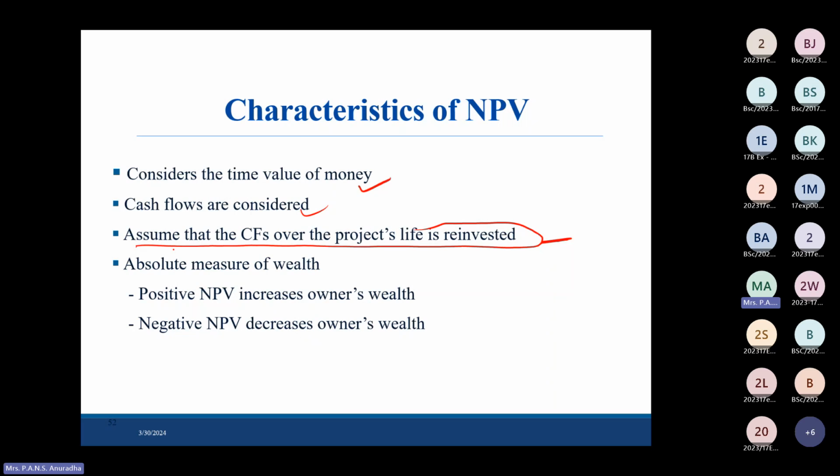Right? When you calculate net present value, there is an implied assumption. What is the implied assumption? Cash flows you are generating through the project. If it is a 10 years project, there is a cash inflow in year 1, year 2, year 3, year 4, year 5, and so on. So the cash you are generating in the early period of the project is reinvested in the project, which means it is reinvested at least at the cost of capital of the project.